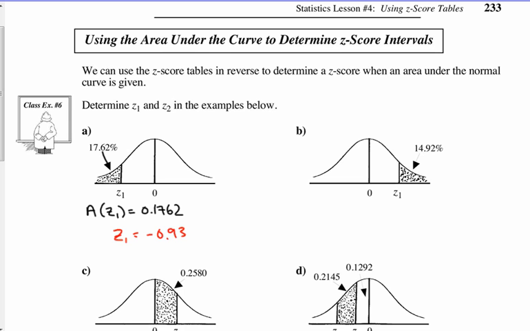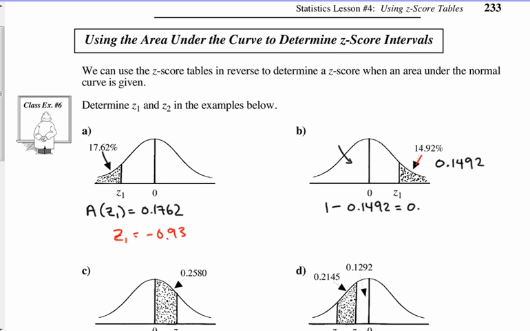Now about the next problem. Now remember, when we look up the z-scores, it's always to the left. So they tell us that the area on the right is 0.1492. So what would have been the area to the left? Because on our table, the areas are always to the left. So we want to get this area here, which is 1 minus 0.1492.